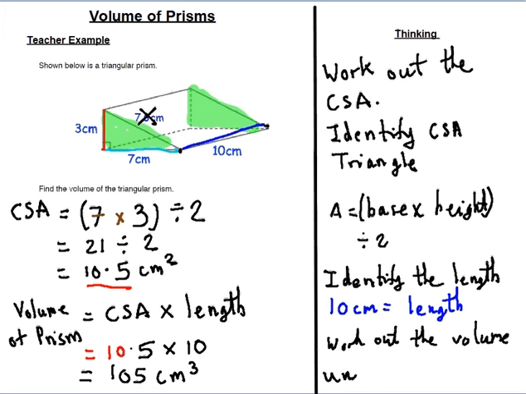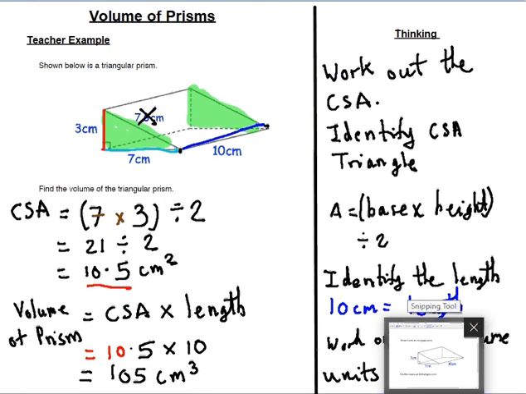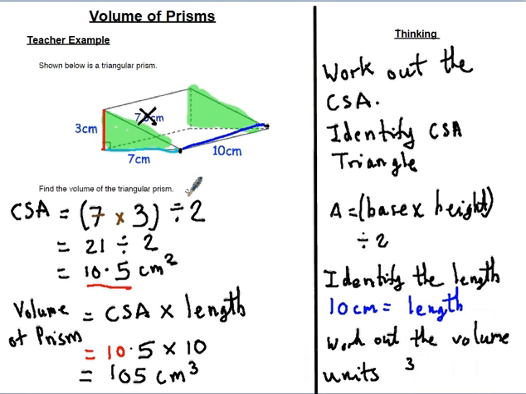So in my thinking, I need to put in my units and put the small little 3 that represents the cubed, and then that is how you work out the volume of a prism when you don't have the cross-sectional area given to you.